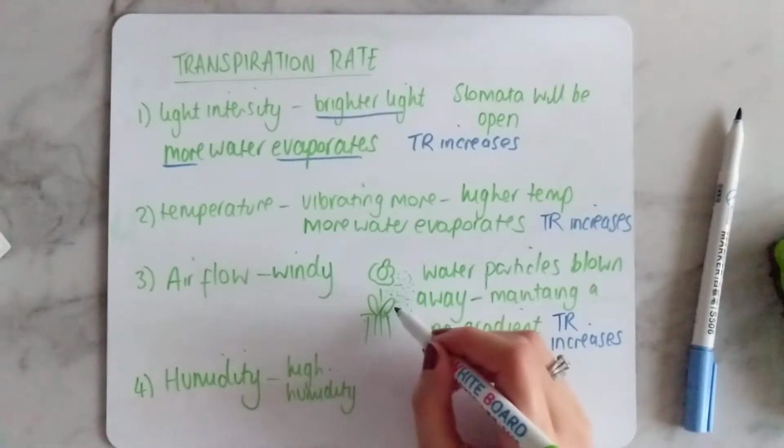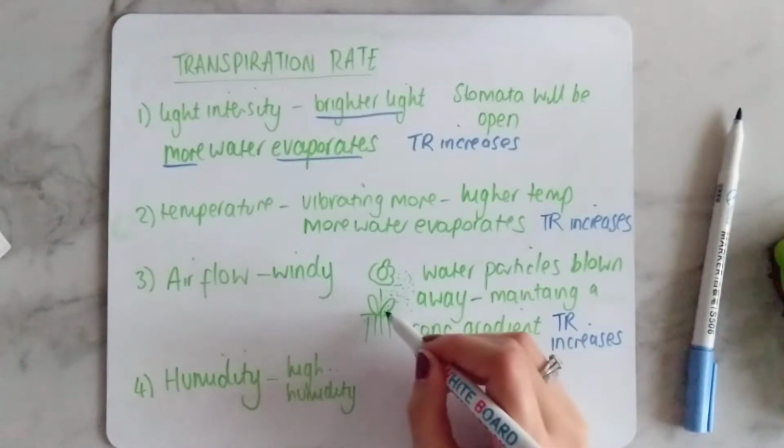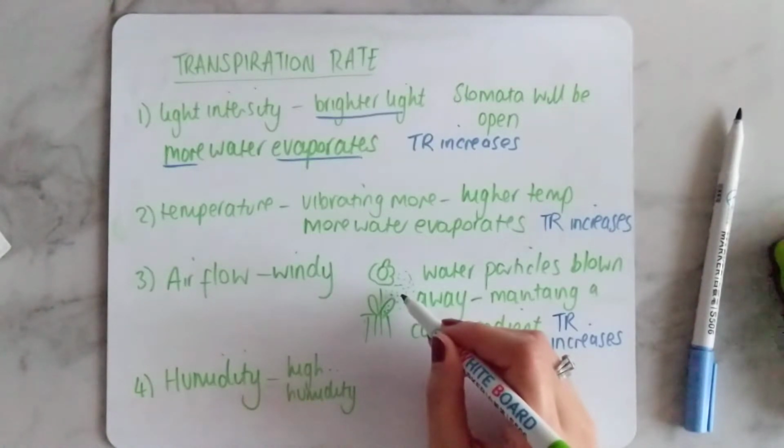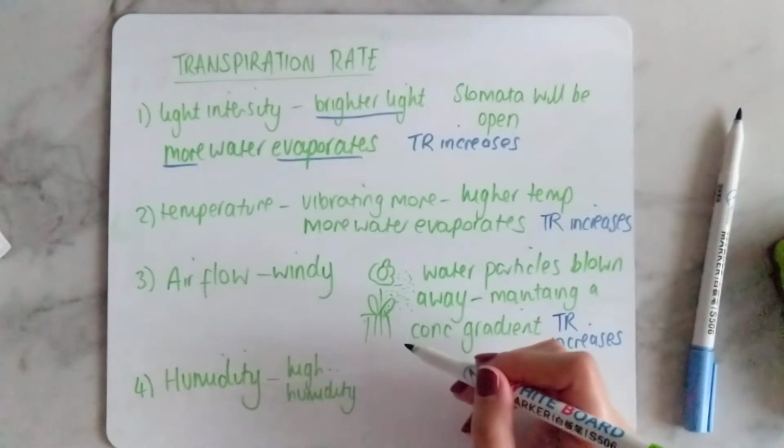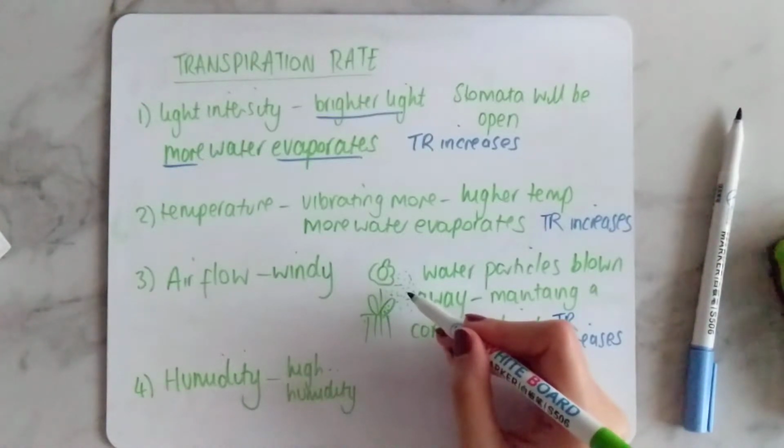The concentration gradient isn't maintained. We haven't got high to low, we've got high to high. And diffusion doesn't work like that. It only works from a high concentration to a low concentration.